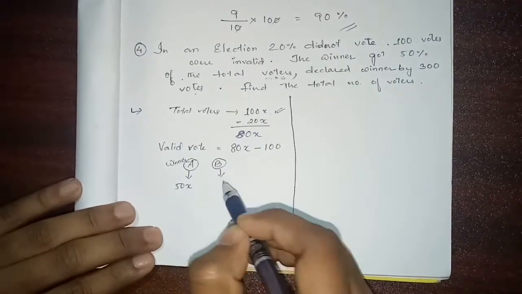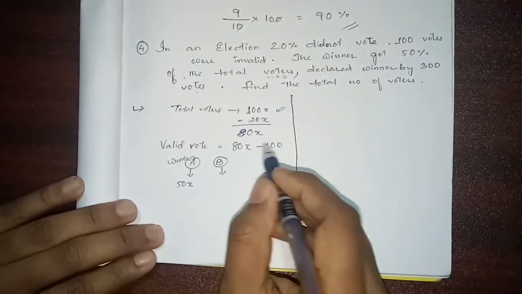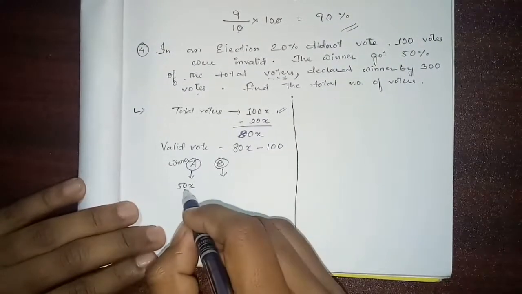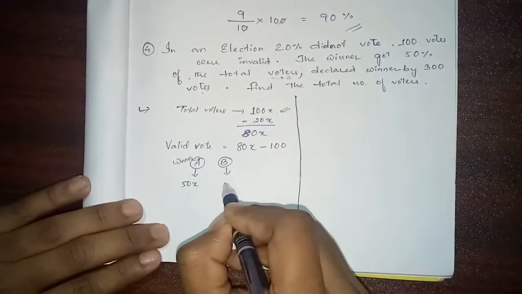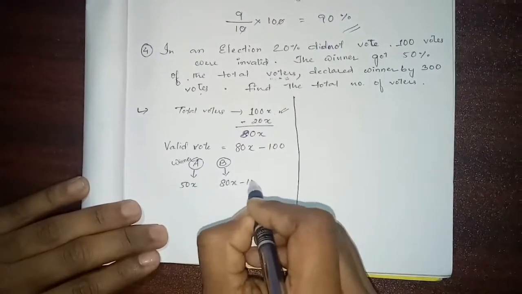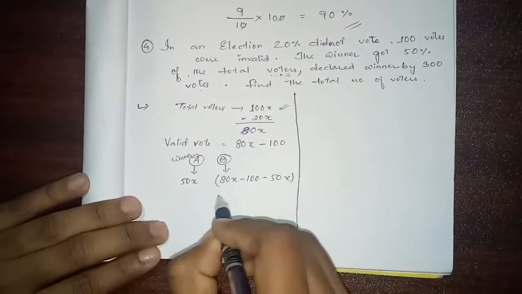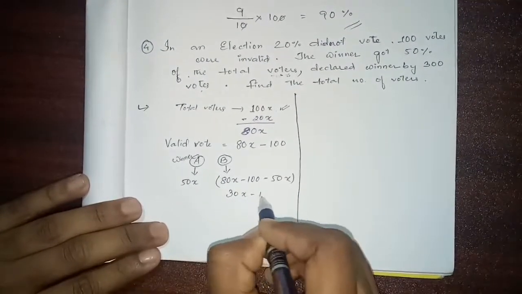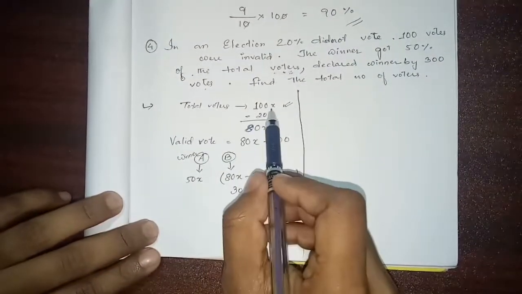So how many votes did B get? It is easy. This is the valid vote. From this valid vote, 50x votes are taken by A. So the number of votes B got is 80x minus 100 minus 50x, because A got 50x, so that is 30x minus 100, right?